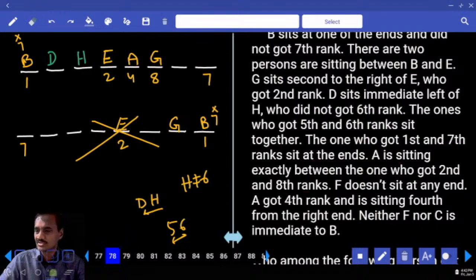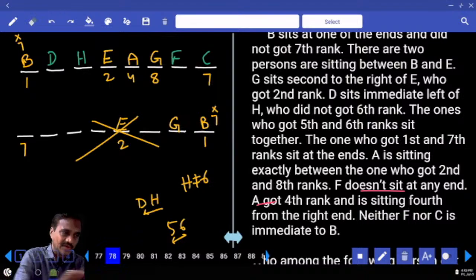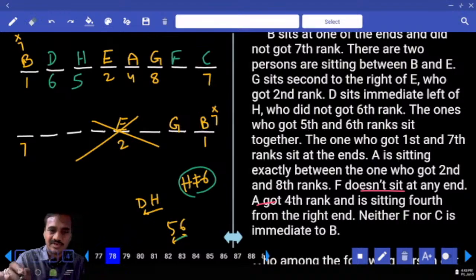And F does not sit at any end. F cannot be at the extreme end. F is here, C is here. If F and C were like this, 5 and 6 must be adjacent, out of which H is not 6, so D is 6, and this is 5. And what is the rank left over? F is 3. Now this is about question numbers 78 to 82.